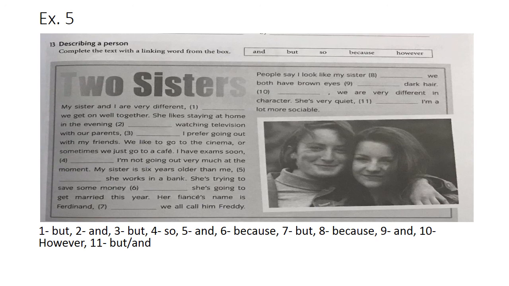Here, her fiance's name is Ferdinand. Number 7. But we all call him Freddy. People say I look like my sister. Number 8. Because we both have brown eyes. Number 9. And dark hair. Number 10. However, we are very different in character.